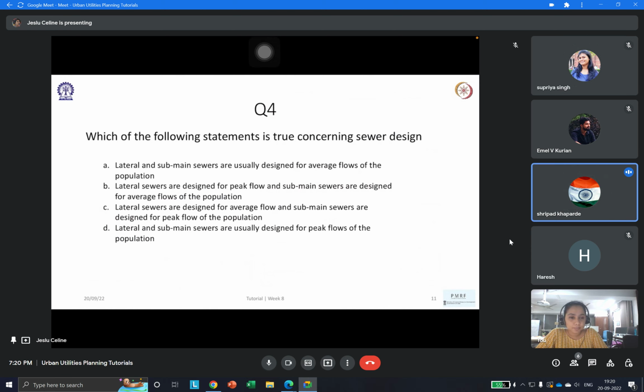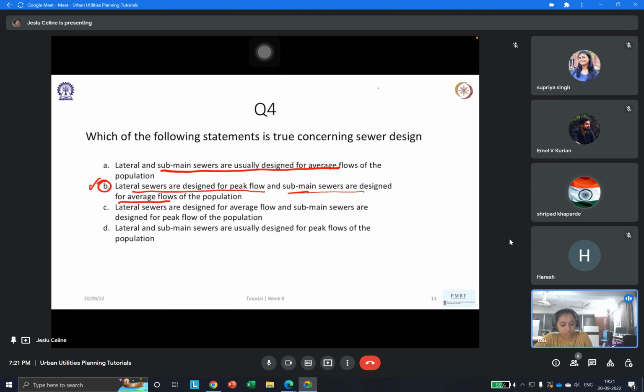Yes, madam, mains are designed for the average flow, and the laterals and sub-mains are designed for peak. Okay, so which option would that be? The second option? Is that what you're saying? Mains are designed for the average flow, and laterals are designed for the peak flow. Right, yes. Okay.